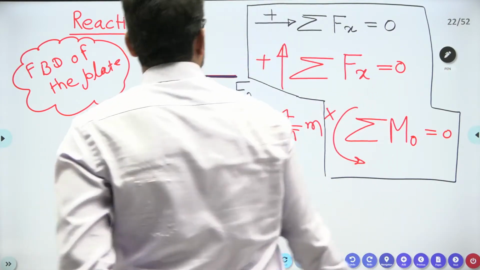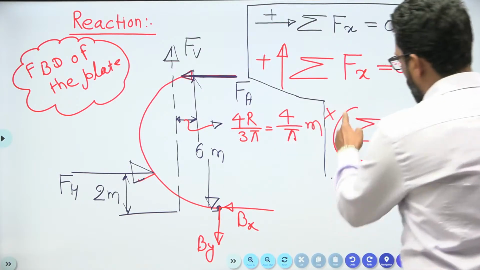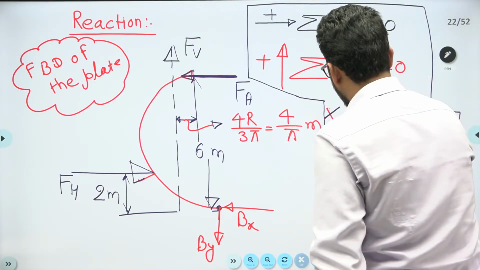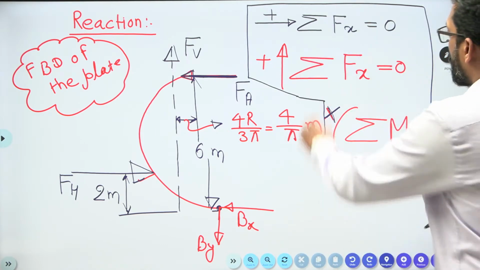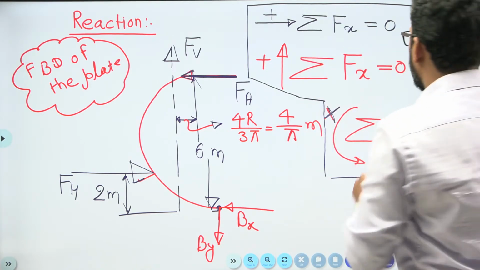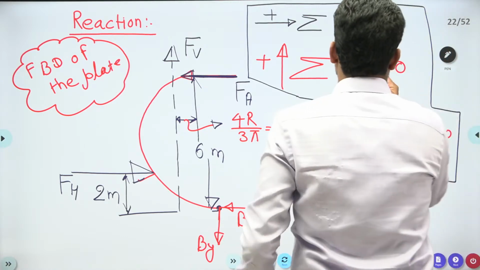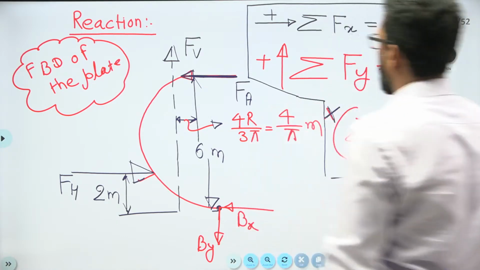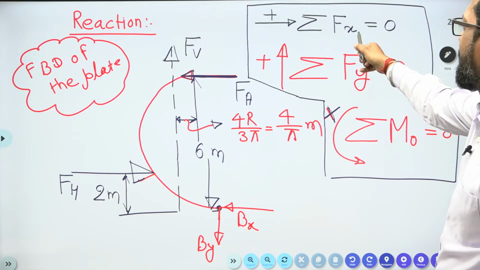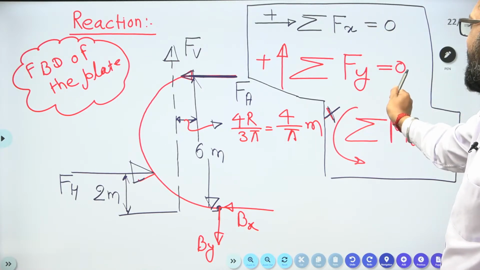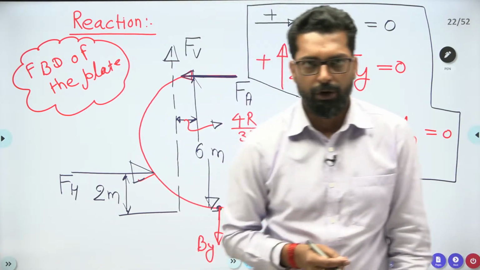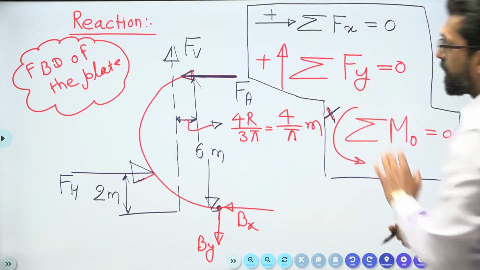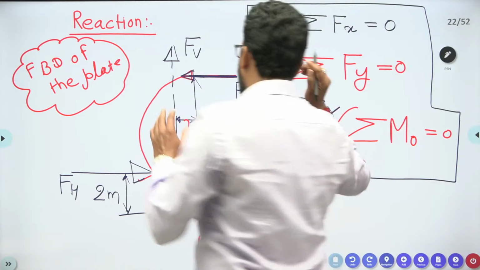From these three equilibrium conditions, anti-clockwise is positive. This is your x, and this is your y direction. So net force in x direction is 0. Net force in y direction is 0. Net moment at any point is 0. This is the equilibrium, and from these equilibrium conditions you can find any type of reaction.